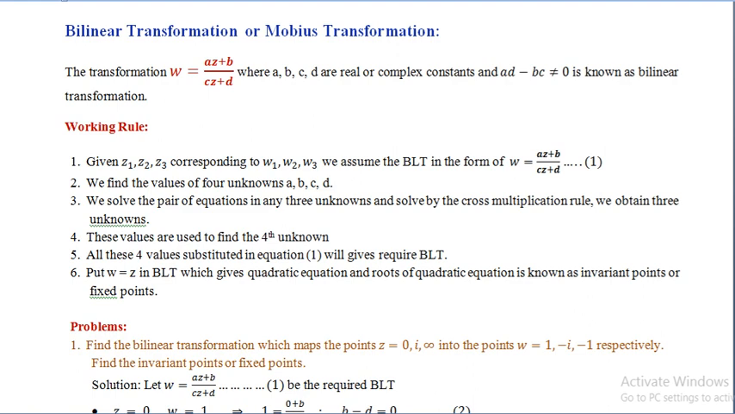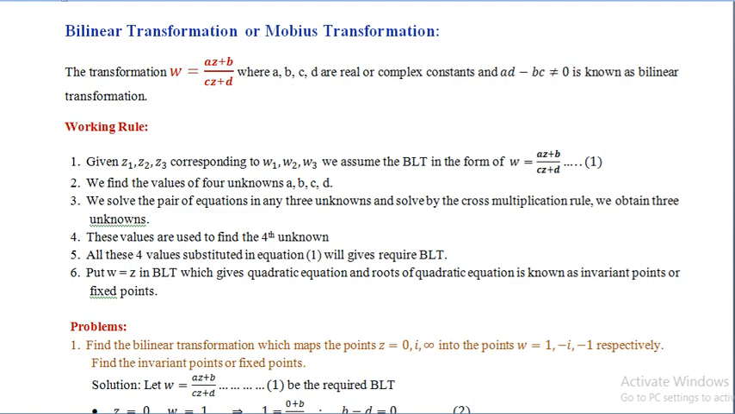So substitute Z1, Z2, Z3, W1, W2, W3 in equation number 1, and we get three equations. By applying the cross multiplication rule for any pair of equations, we get three unknown terms first. Then, using these three unknown terms, we finally obtain all four unknown terms. Resubstitute these A, B, C, D values in equation number 1, which gives the bilinear transformation.